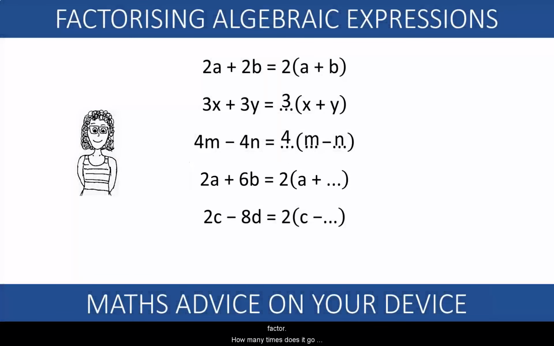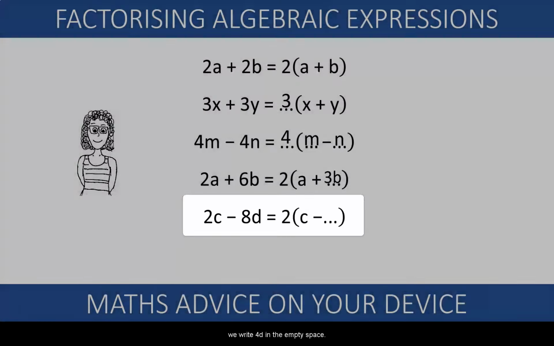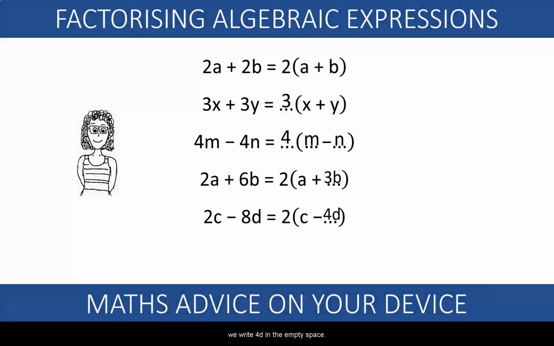How many times does it go into 6b? 3b times. That's right. You only need writing 3 because 2 times 3 is already 6. Last but not least, we write 4d in the empty space.